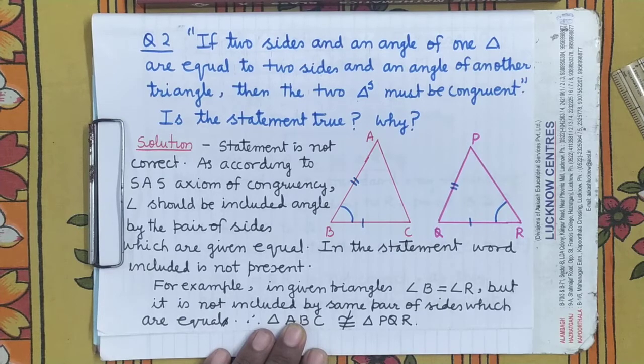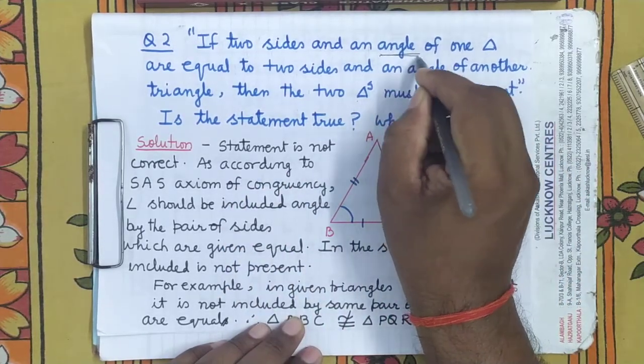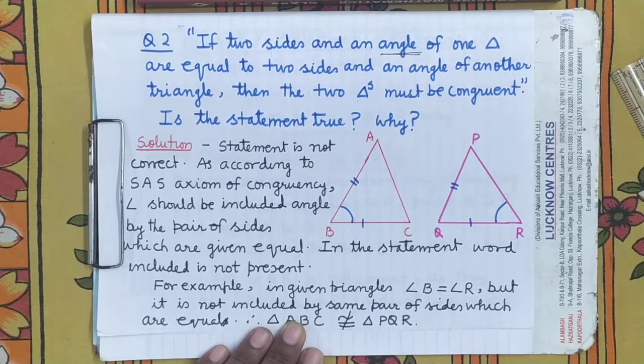So it is not correct. This statement is not correct. Why? Because this angle should be the included angle. This angle should be the angle included by those two sides which are given equal.